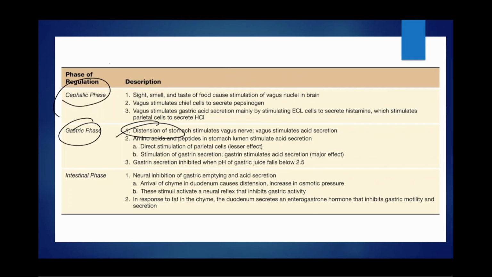As food is now in the stomach, it distends. That's the next phase, the gastric phase. And then finally the intestinal phase, which is obviously getting it out of the stomach into the intestine. Once it's there, we don't need the stomach anymore, so the stomach starts to turn off hydrochloric acid because food has left the stomach.